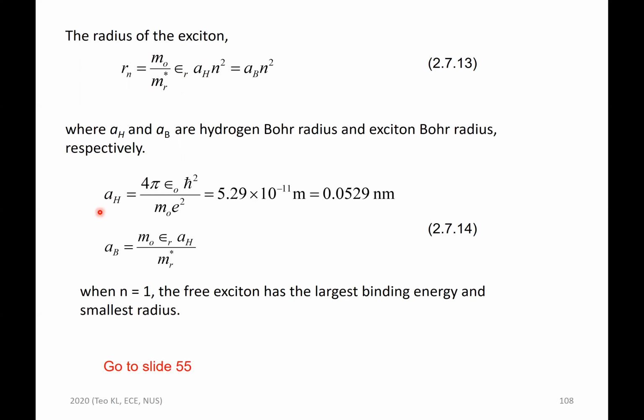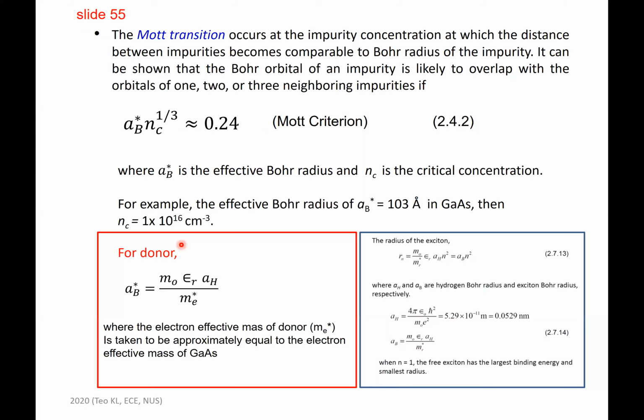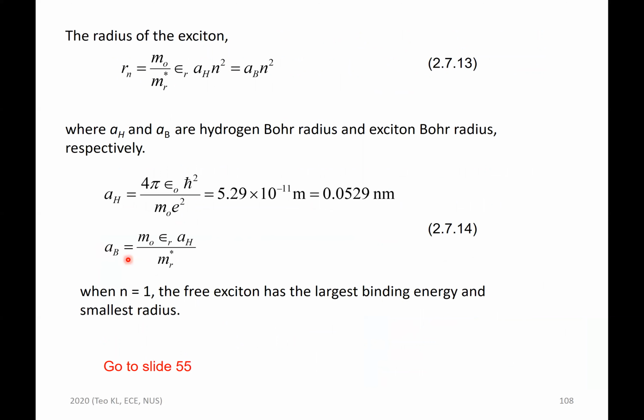Now a_H is the lowest orbit of the hydrogen atom, and it has been calculated to be 0.0529 nanometer. So I express the Bohr radius of the exciton in terms of the Bohr radius of the hydrogen atom. For n equals 1, the free exciton has the largest binding energy and the smallest Bohr radius. If you go back to slide 55 on the Mott transition, I also talked about the Bohr radius. For the donor Bohr radius, you involve the electron effective mass. For the exciton, because it involves electron and hole, you involve the reduced mass.